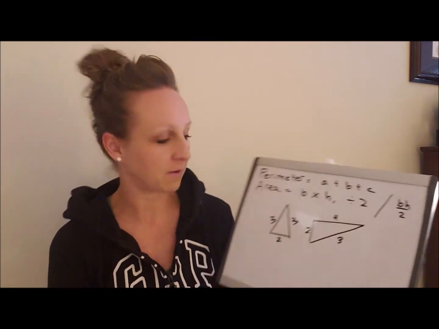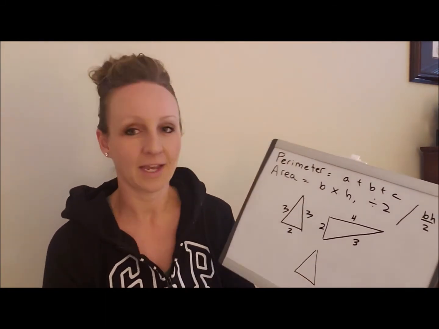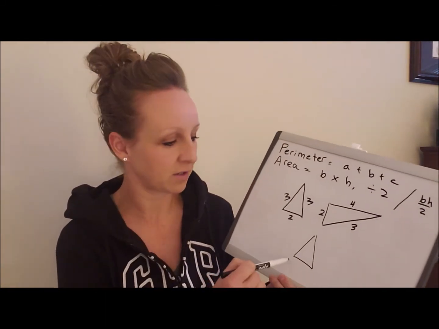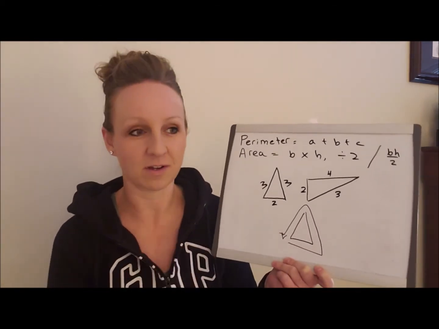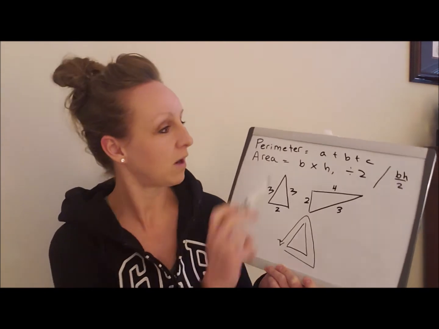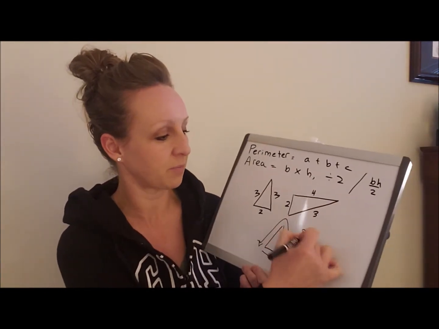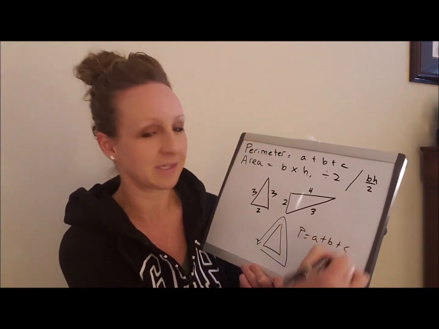Perimeter is the distance around something. So if I have a triangle and I'm trying to measure the distance around my triangle, I'm just going to go boop, boop, boop, and add up all of the numbers on every side of the triangle. So our formula is perimeter equals A plus B plus C.